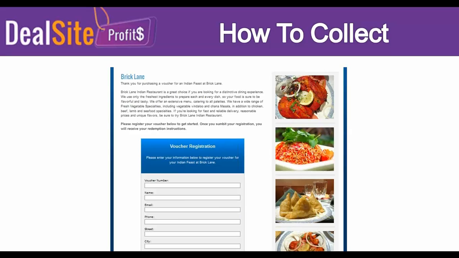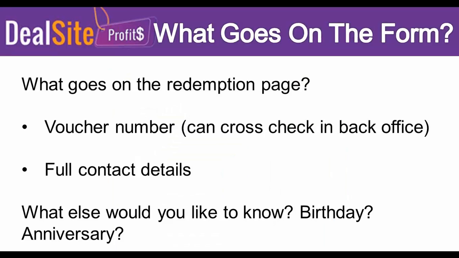So people can come and register their voucher after they've purchased it, and now you have all your buyers in a database. Now the next question is, what kind of things do you put on these forms? Well, you can put the voucher number on the form. You put the full contact details of the buyer, because you want to be able to contact them. You can ask them for a physical address as well. You can maybe send them a postcard, send them something in the mail.